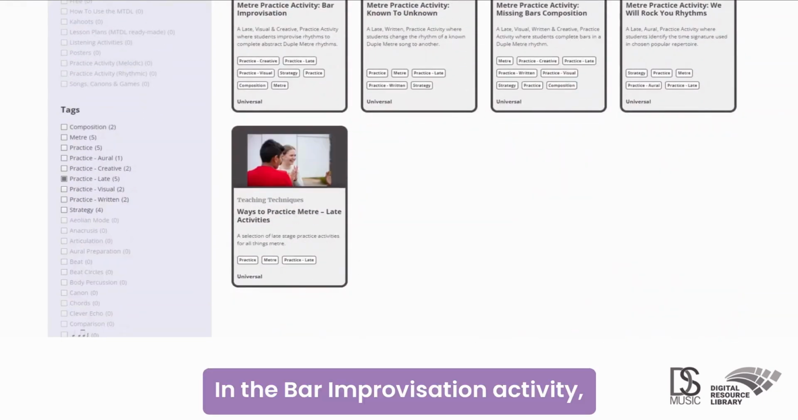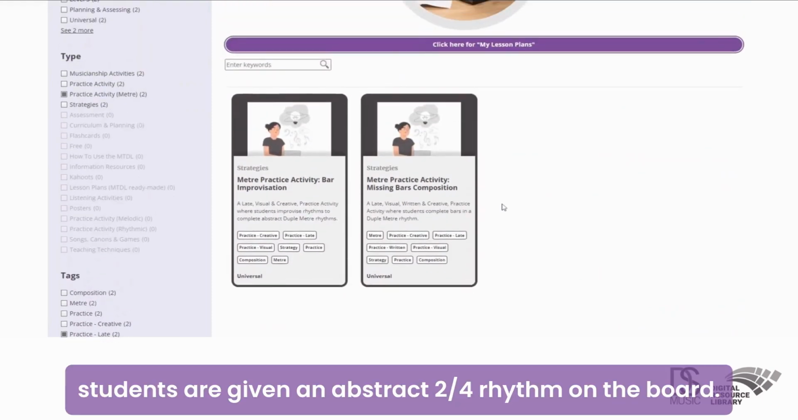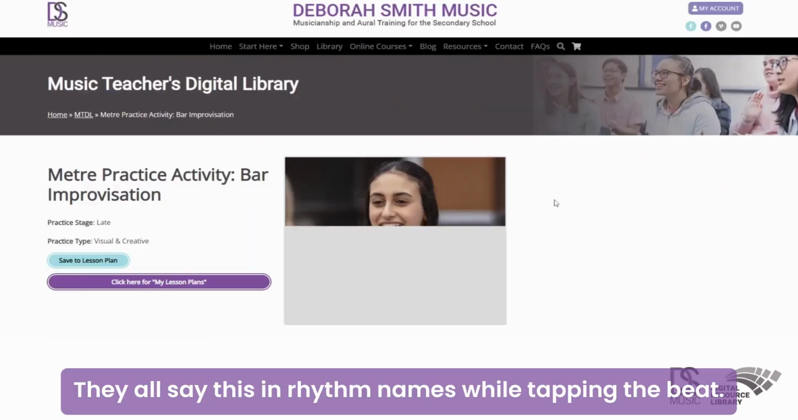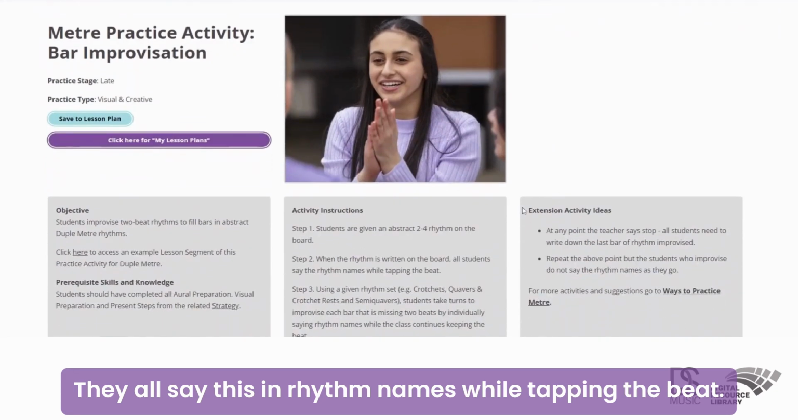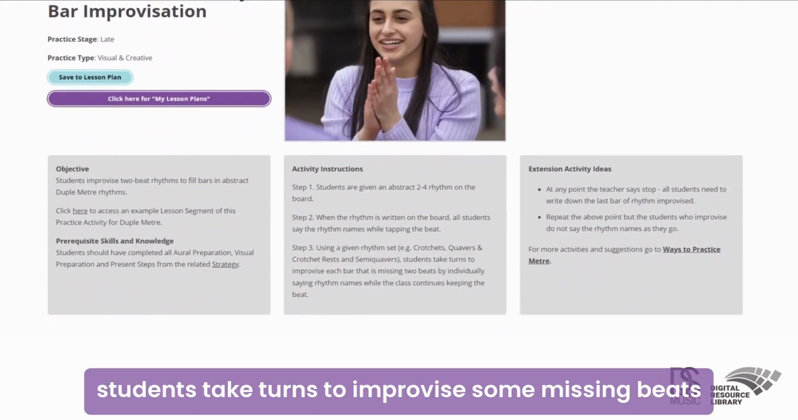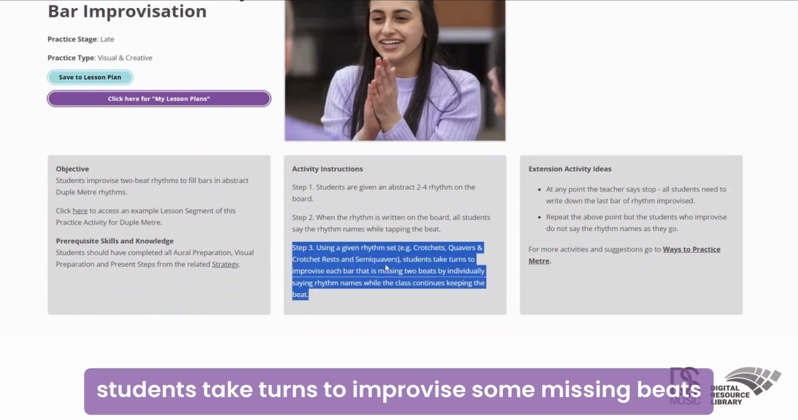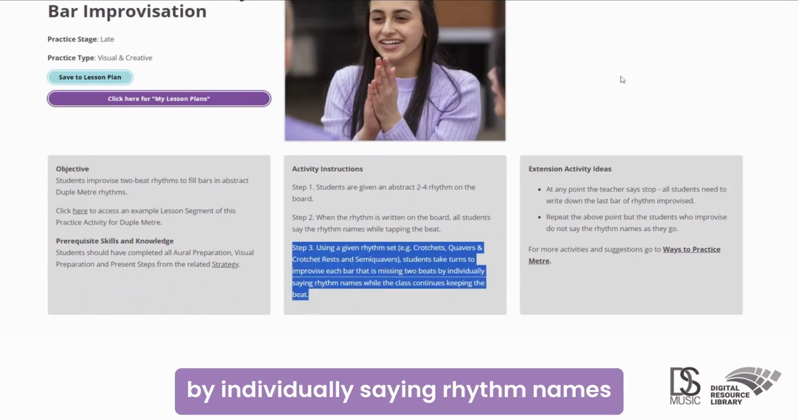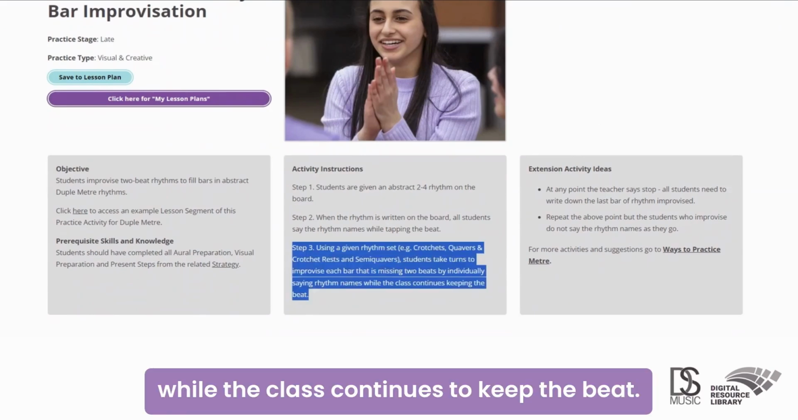In the bar improvisation activity, students are given an abstract 2/4 rhythm on the board. They all say this in rhythm names while tapping the beat. Then, using a given rhythm set, students take turns to improvise some missing beats by individually saying rhythm names while the class continues to keep the beat.